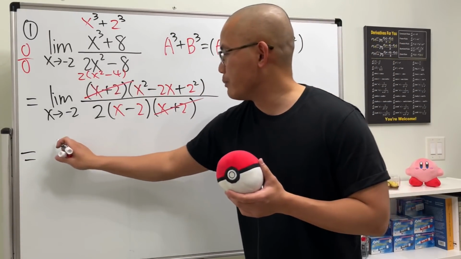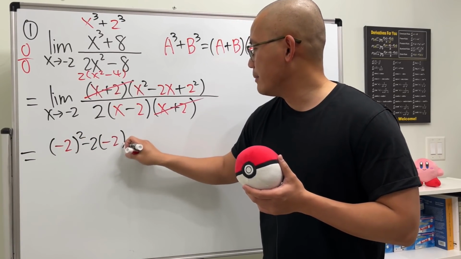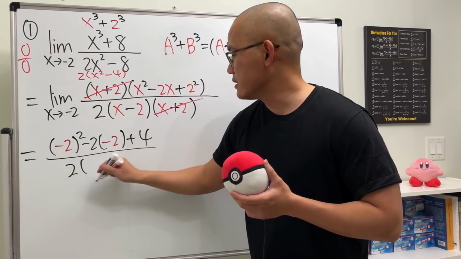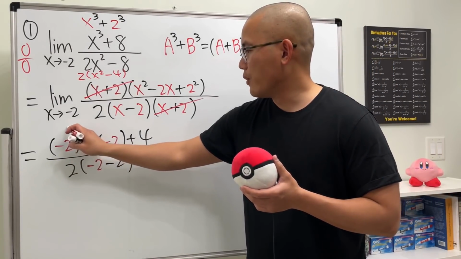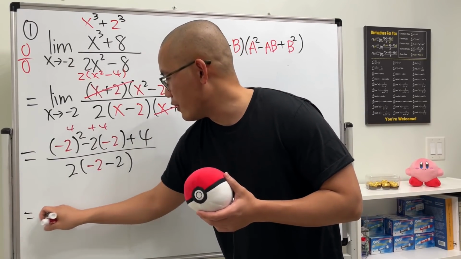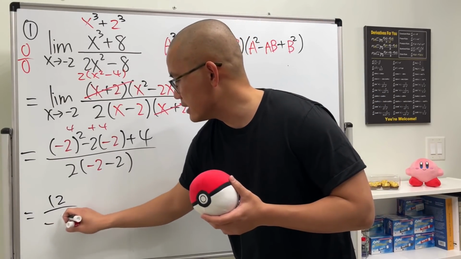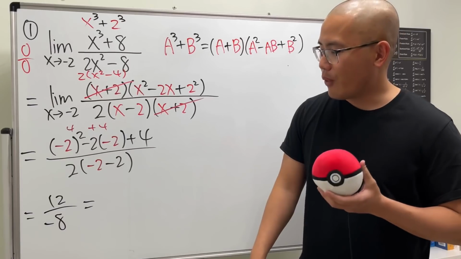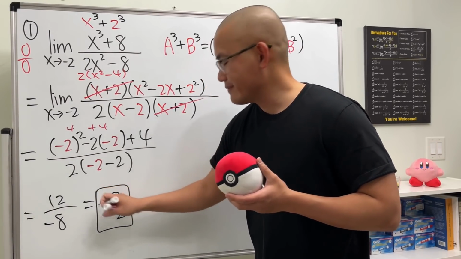Okay, so we will have parentheses negative 2 and then square minus 2 times negative 2 and then plus, this is just a 4 over 2 right here times x is negative 2 and then minus 2. So let's see what we get. This is positive 4 and then plus 4 and then plus 4. So on the top we have 12. On the bottom, this is negative 4 times that is negative 8. And then perhaps we can, it's not just perhaps, we can reduce that by 4. So we get 3 over 2 negative, right? So negative 3 over 2. And that will do it.